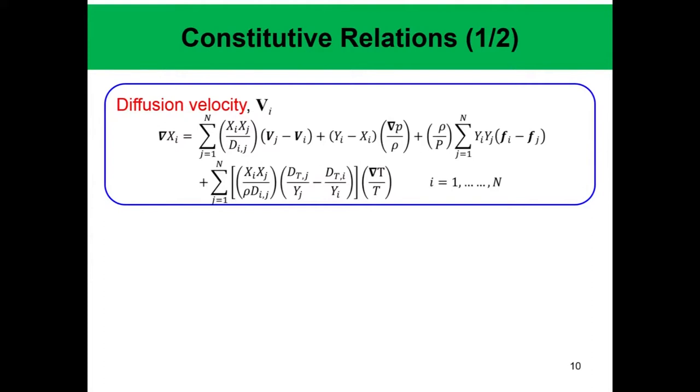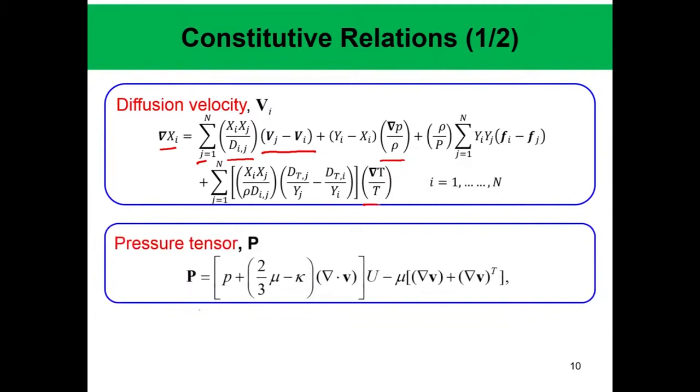Now, note there is a small connection with respect to the previous class. This diffusion velocity is actually implicit in terms of the gradient of xi, the molar concentration of the ith species, but here there is a summation over j. So the gradient of xi is essentially the summation over j, that is, for all the species other than i, of xi xj divided by Dij, which is the binary diffusion coefficient, which we obtained, if you remember, in the previous transport phenomena class, times Vj minus Vi, plus terms arising out of the gradient of p, gradient of T, etc.